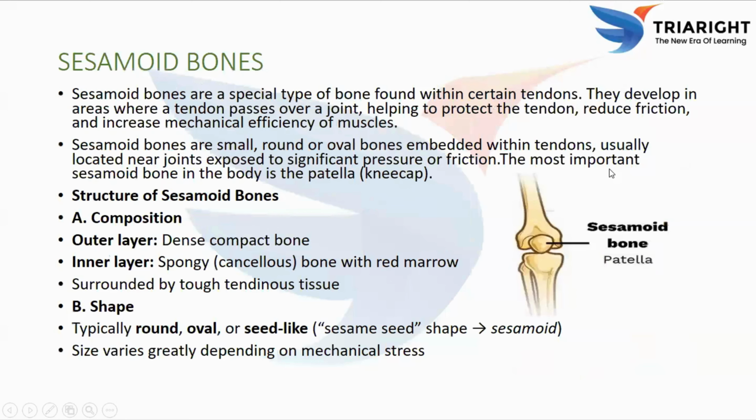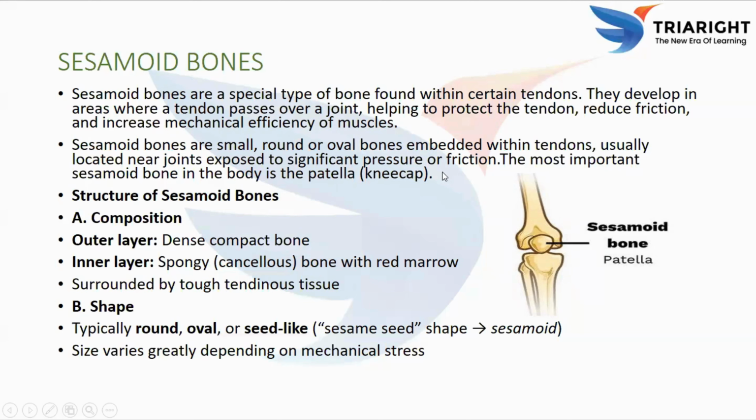So the next type of bone is the sesamoid bone. What do you mean by sesamoid bone? These sesamoid bones are special bones that form inside the tendons, especially where a tendon crosses a joint. So what do they help with? They help to protect the tendon, they reduce the friction, they improve the muscle efficiency, and act like pulleys. The most important sesamoid bone is the patella, which is also called the kneecap.